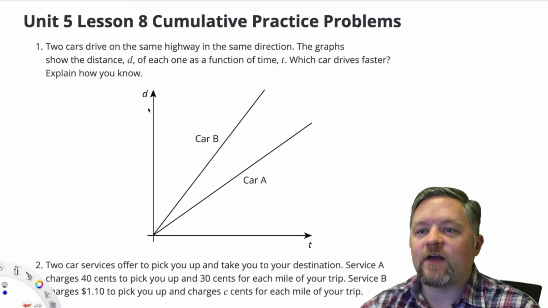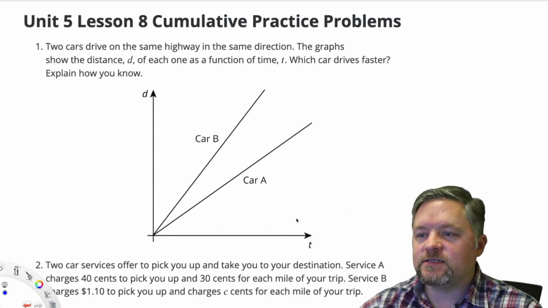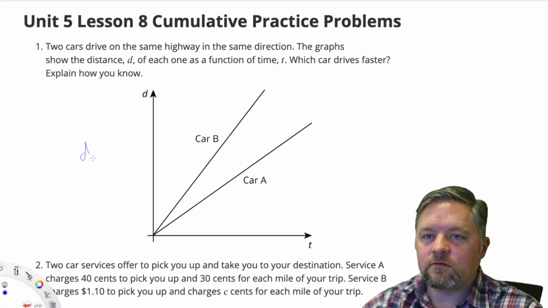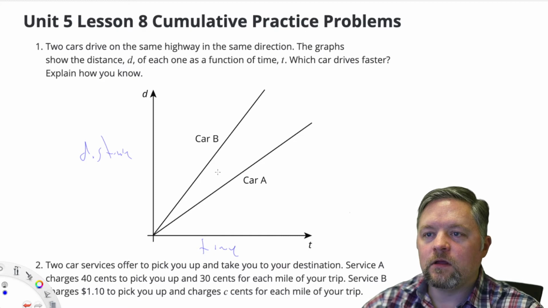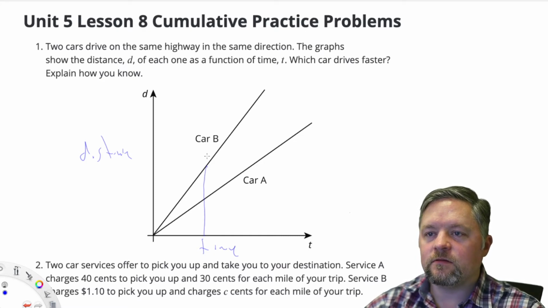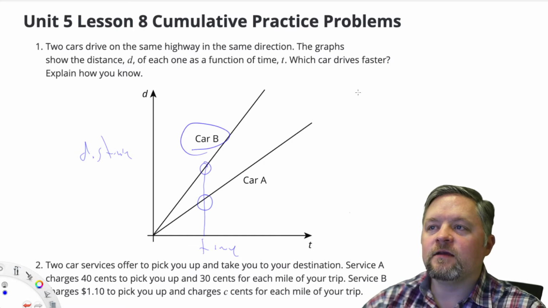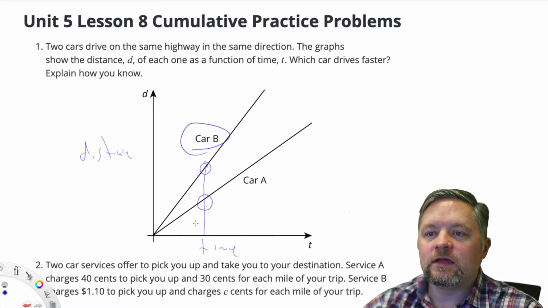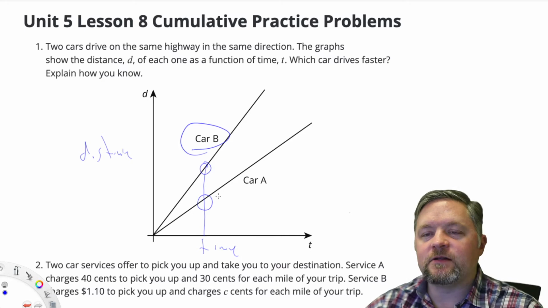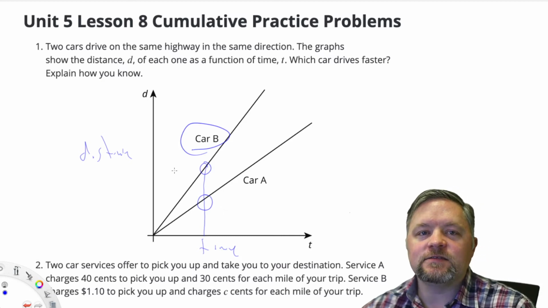Which car drives faster? Well, this is distance, this is time. The axes are labeled. If we look at one length of time, car B has gone further than car A. Which car drives faster? B. How do you know? It has gone more distance in the same amount of time, or it has a steeper slope.